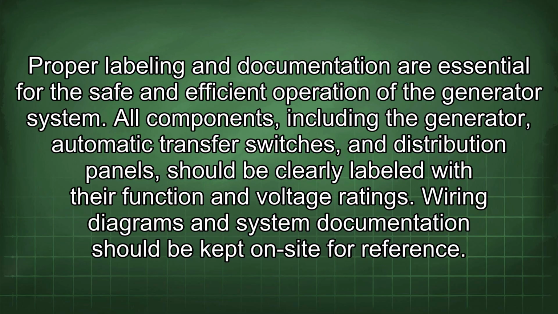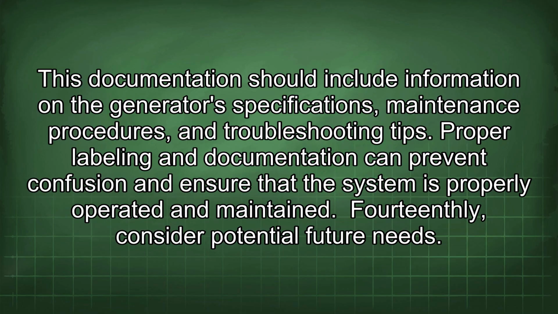13thly, address labeling and documentation. Proper labeling and documentation are essential for the safe and efficient operation of the generator system. All components, including the generator, automatic transfer switches, and distribution panels, should be clearly labeled with their function and voltage ratings. Wiring diagrams and system documentation should be kept on site for reference. This documentation should include information on the generator specifications, maintenance procedures, and troubleshooting tips. Proper labeling and documentation can prevent confusion and ensure that the system is properly operated and maintained.